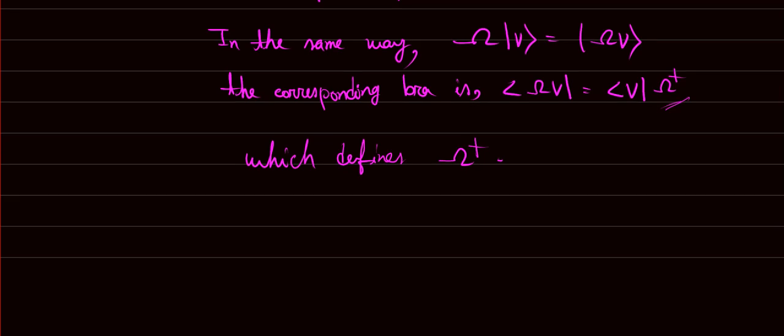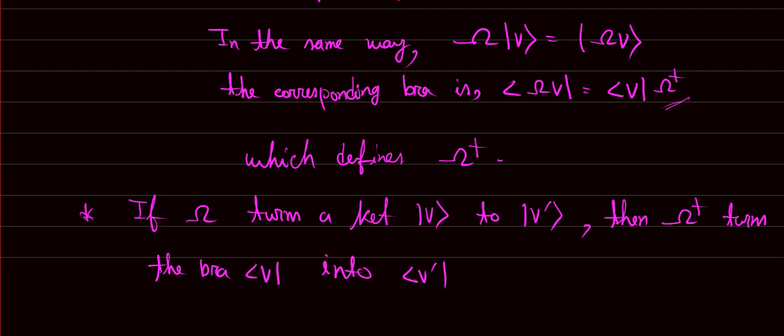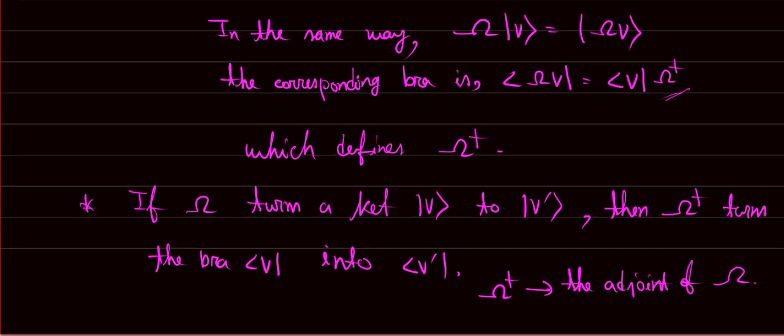So what does it tell us? What does it mean? It tells us that if omega turns a ket v into v prime, then the adjoint of omega turns the bra v into the bra v prime. So this is called the adjoint of omega.